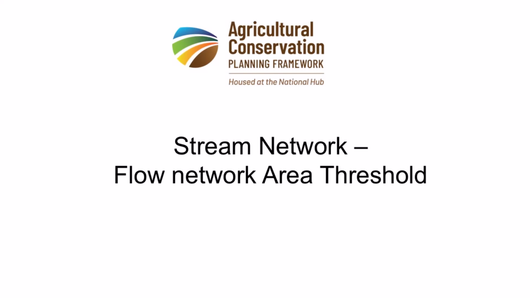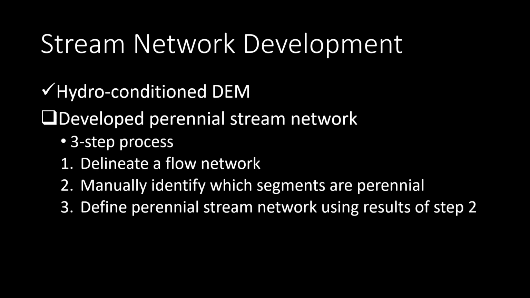In this video, we're going to discuss the Flow Network Definition Area Threshold Method tool. This is the second tool in the Stream Network and Catchment section of the ACPF Toolbox. Before starting conservation practices using the ACPF, we first needed to define our perennial stream network. Once we have our hydro-conditioned DEM and the associated terrain derivatives, we can start this three-step process of developing our perennial network.